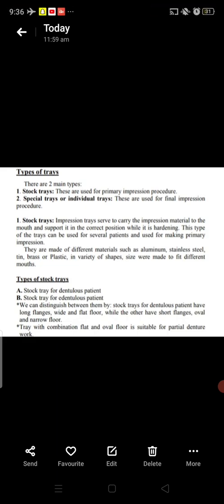Now come to the details of the stock tray. A stock tray serves to carry the impression material to the mouth and support it in the correct position while it is hardening. This type of tray can be used for several patients and for making the primary impression, which is the first impression. They are made of different materials such as aluminum, stainless steel, tin, brass or plastic, in a variety of shapes and sizes made to fit different mouths.